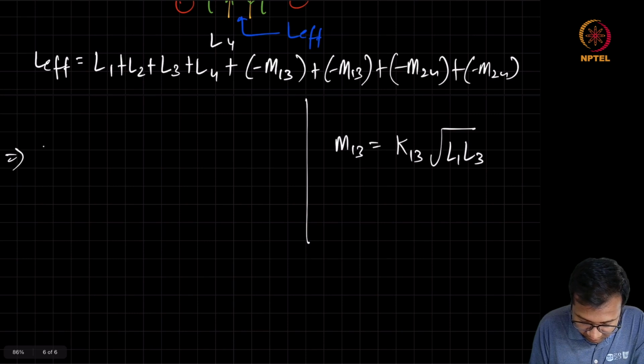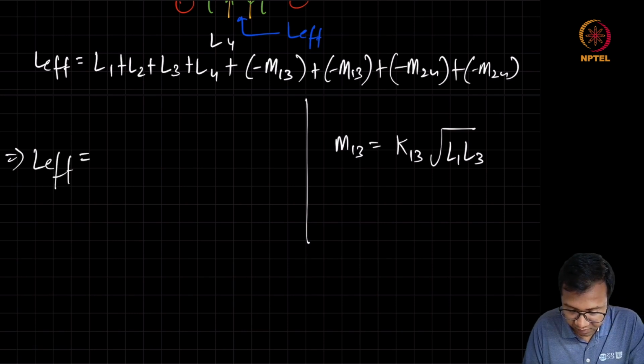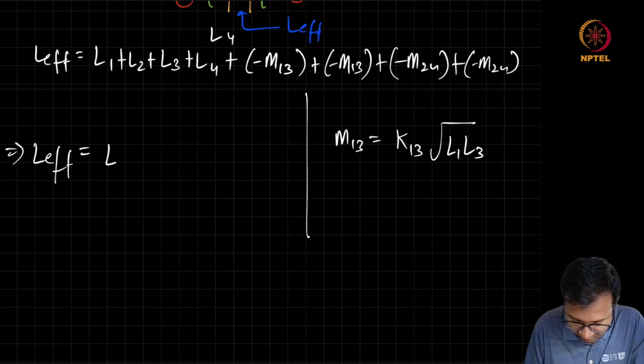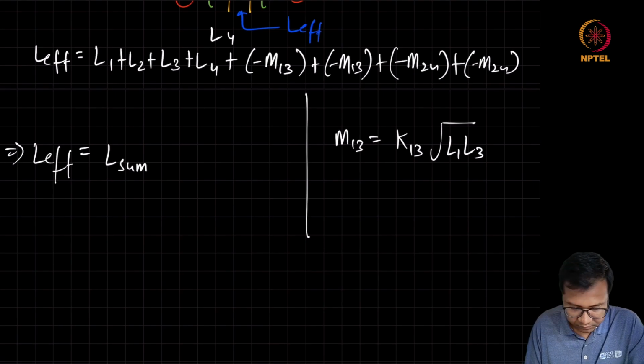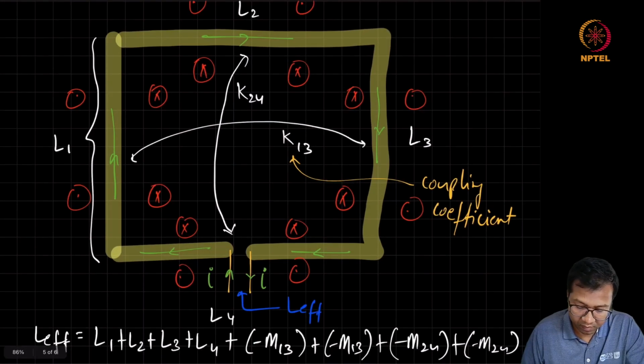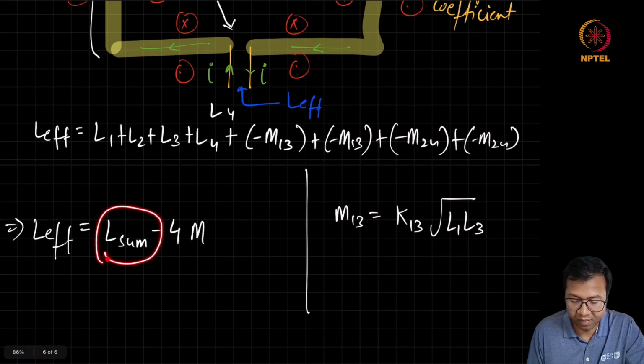So if I rewrite the effective inductance of this square loop, let me call this summation some L sum, and assuming that these mutual inductances are almost the same, I will be getting minus 4 times M. So if I had just a straight wire of the same length as the perimeter of this square loop, I would have got an inductance of value L sum.